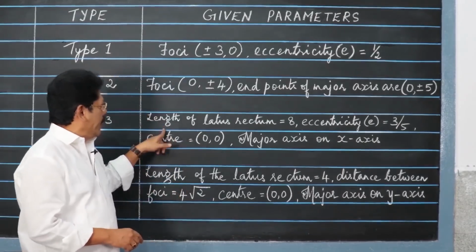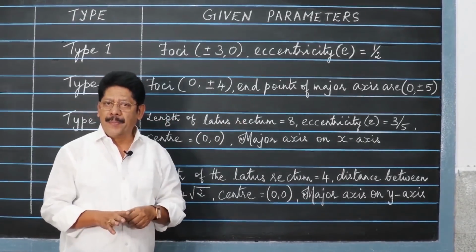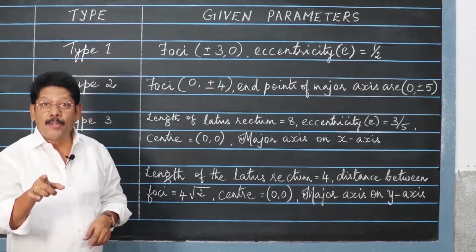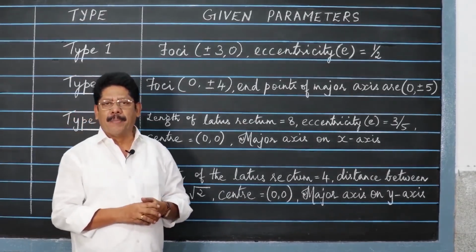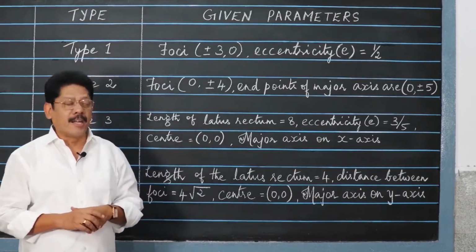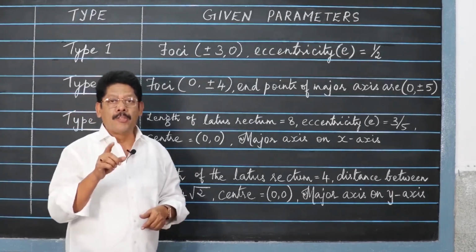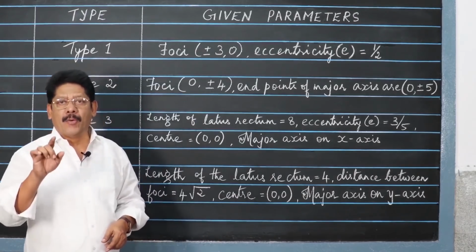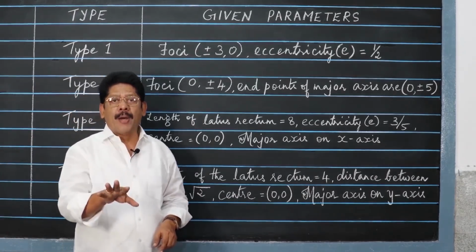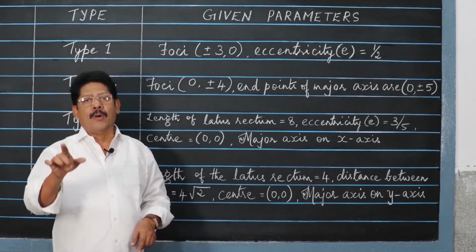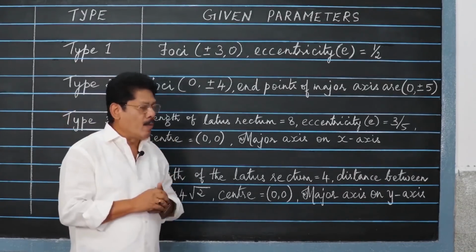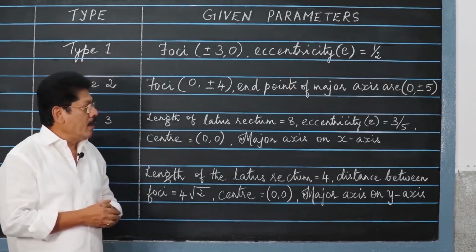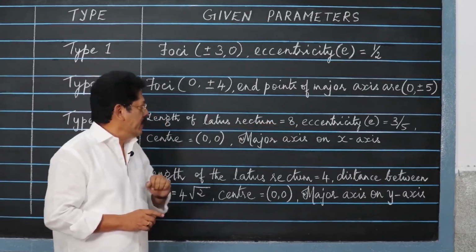Let us see. Length of the latus rectum is equal to 8. You must know the formula for the length of the latus rectum, which is equal to 2b squared by a. Now, equating 2b squared by a is equal to 8, b squared will be equal to 4a. That is equation 1. And next is what? Eccentricity is there.